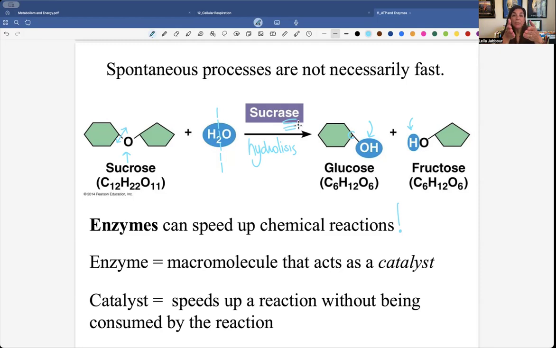So sucrase is going to act as a couch. It literally creates these two spots that are so comfy for sucrose and water molecules that they sit in there. It fits them perfectly. These are like spaces that are perfect for the reactants. The enzyme is built for the reactants. So sucrase will only work with sucrose and water. It does not work with any other chemical reactions.